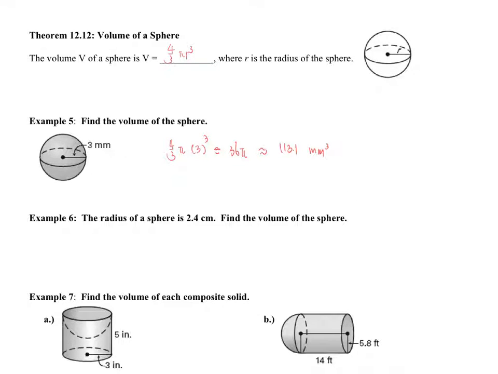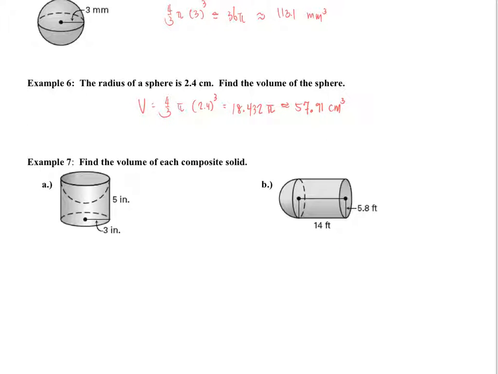And example 6, the radius of a sphere is 2.4 centimeters. Find the volume of the sphere. Okay, so again, we want to practice. 4/3 pi 2.4 cubed. And this will equal 18.432 pi. And round this to 57.91 cubic centimeters.